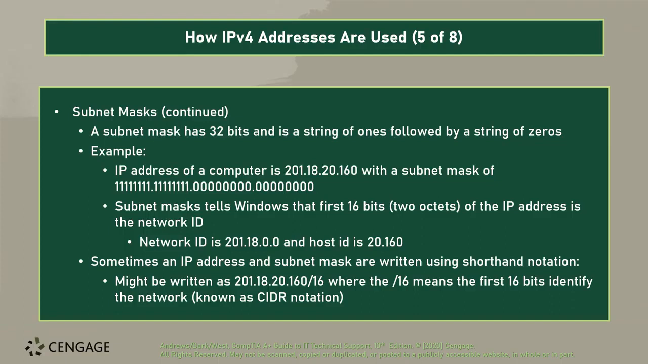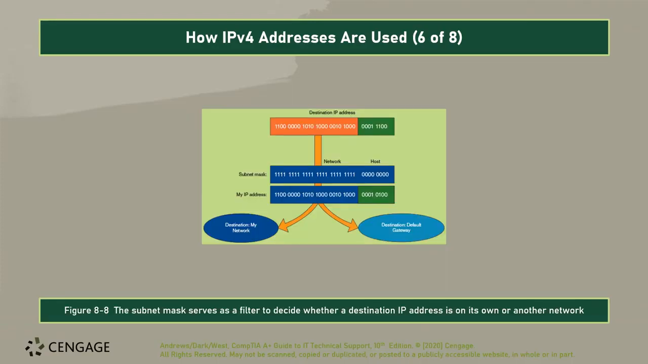0.0.20.160. Now sometimes an IP address and subnet mask are written using the CIDR notation I referenced earlier. You can see the /16 after the address, which indicates that the first 16 bits identify the network. For the curious, CIDR stands for Classless Inter-Domain Routing. The reason we say classless is because class-based IDs are the ones that are on multiples of 8. So /8, /16, /24.